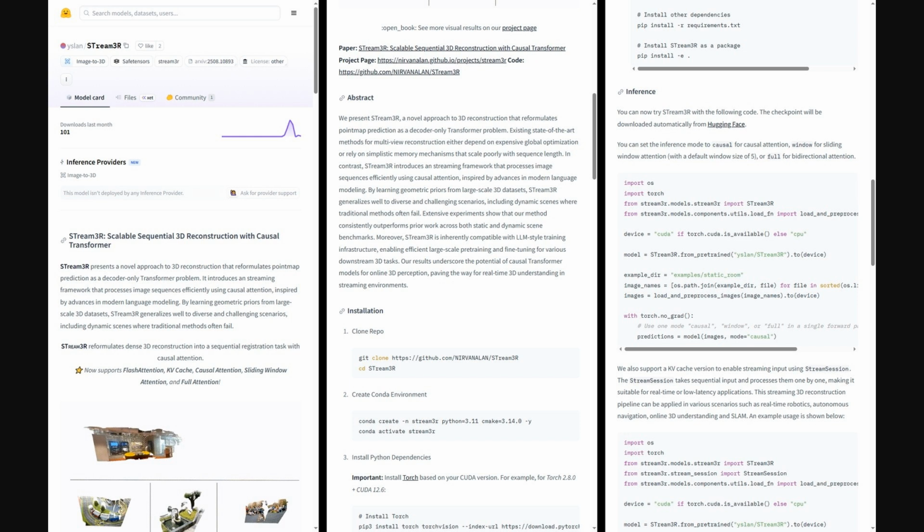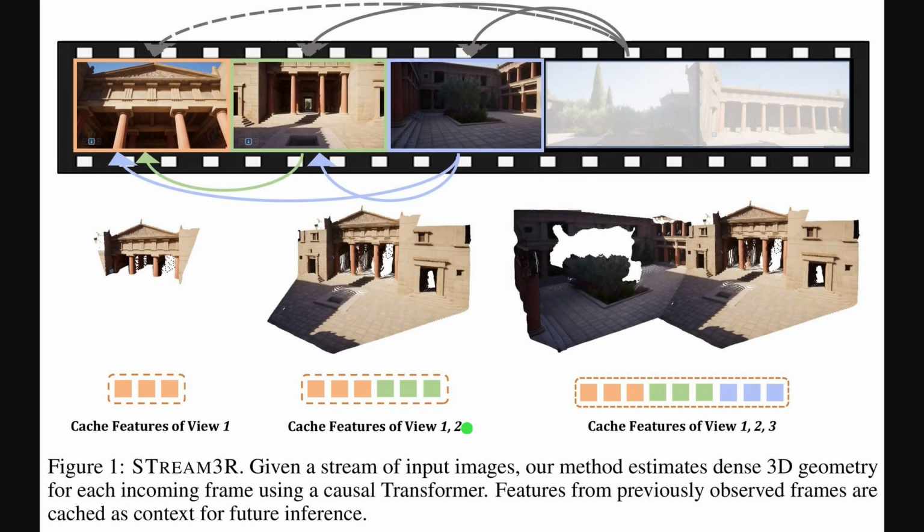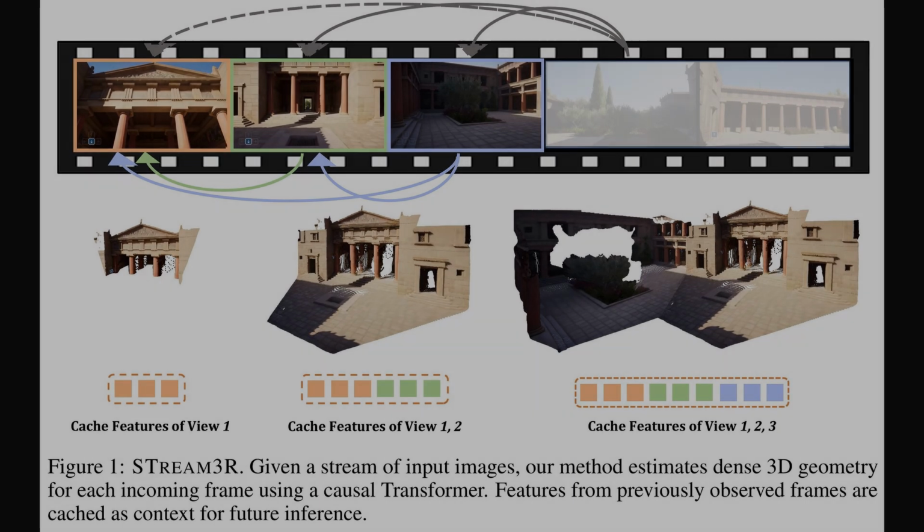Alright, so this first figure gives a great visual overview of how the STream3R model works. At the top, you can see the input, a stream of images, kind of like a film strip coming in one after another. As each new frame is processed, the model builds a more complete and dense 3D reconstruction of the scene, which you can see progressively filling out below. The secret sauce is the caching mechanism shown at the bottom, where key features from past frames are stored and reused, which avoids redundant computation.